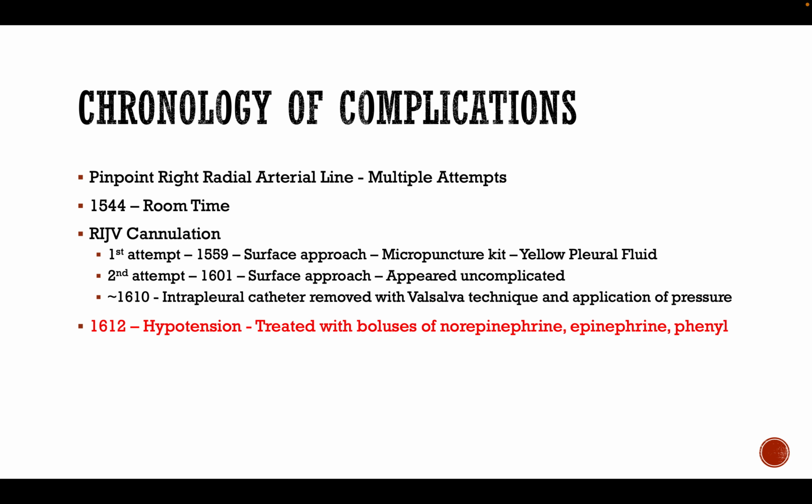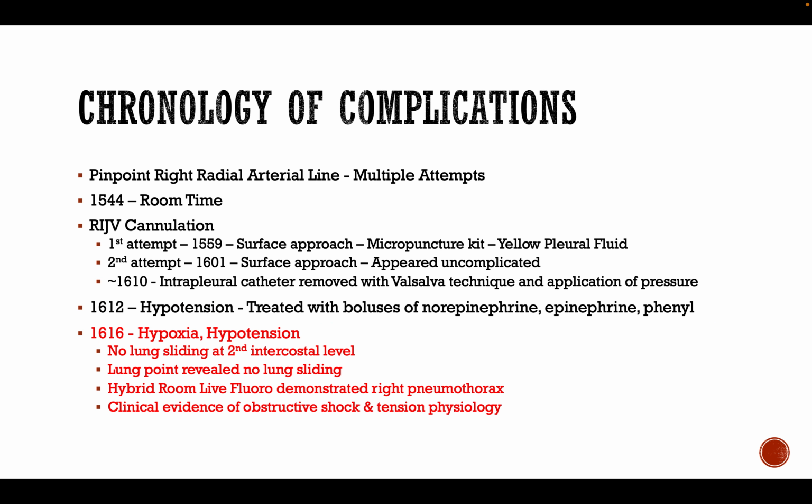About 2 minutes after this was removed, hypotension ensued, in which we tried bolusing with norepinephrine, epinephrine, and phenylephrine, but these were all unsuccessful. Approximately 4 minutes later, we noted that the patient was developing hypoxia in addition to hypotension. We grabbed an ultrasound and found that there was no lung sliding at the second intercostal level. At the lung point, it revealed we had a pneumothorax.